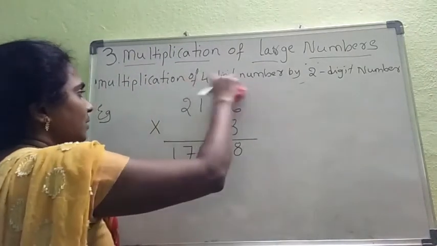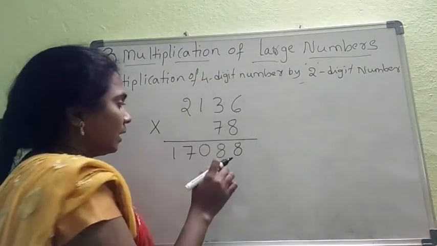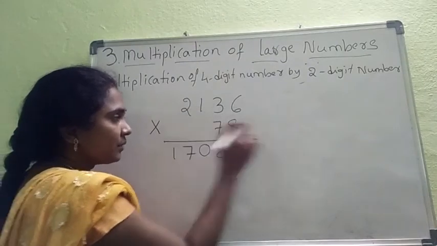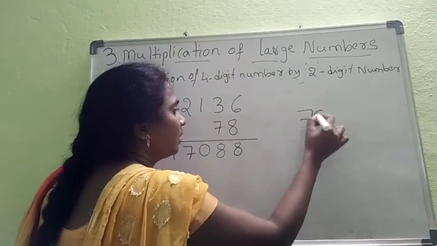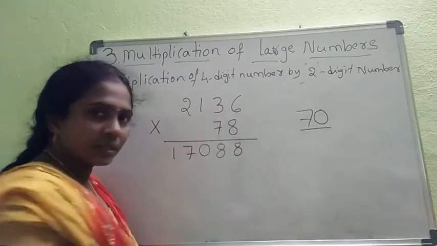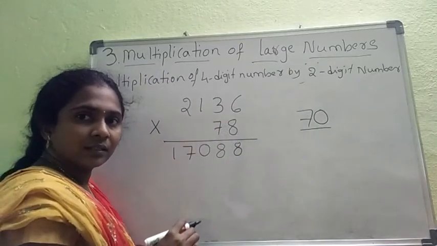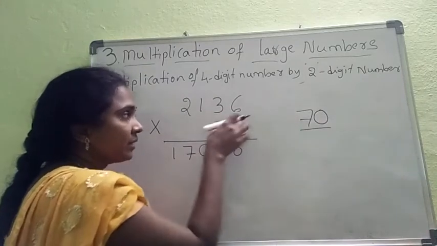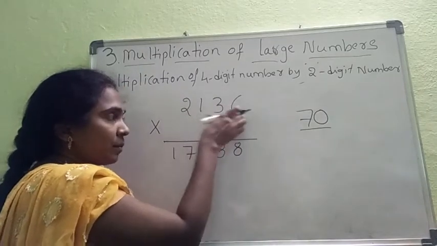That is, what is the value we have? That is 7. That means we are multiplying 7 with this number. That means 7 is in the tens place. That means we are multiplying this complete number by 70. Right? Actually we are multiplying this number completely by 70.